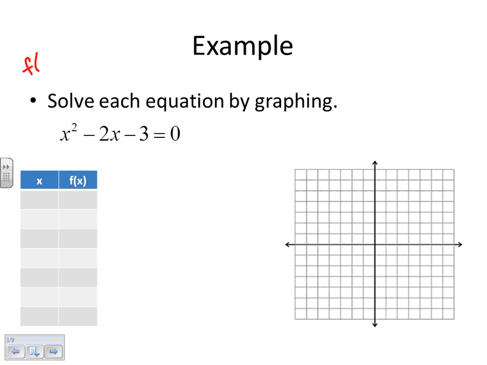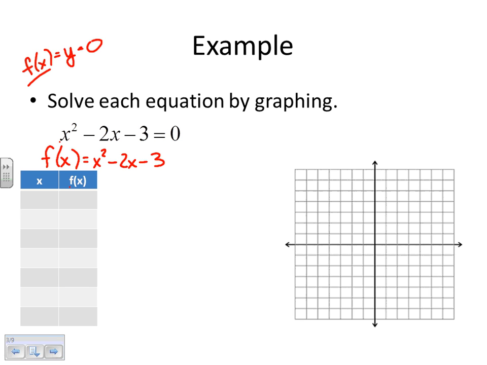So function f of x is the same thing as saying y is the same thing as saying equal to 0. So of course you always want your equation equal to 0. And if it's equal to 0, you can replace it with f of x. So that's what I'm going to do here. Basically, it's called a related function: f of x equals x squared minus 2x minus 3.